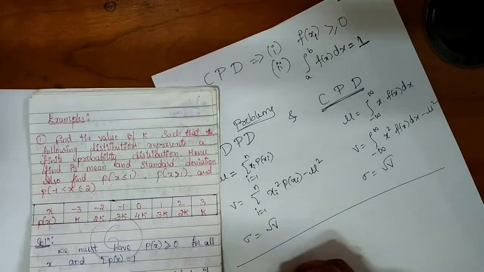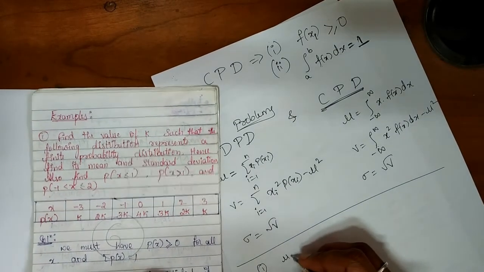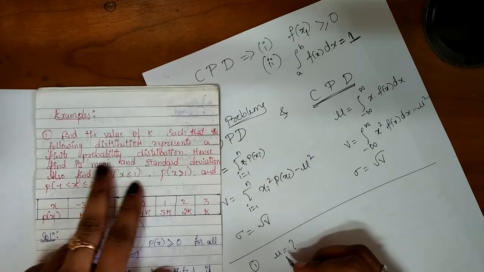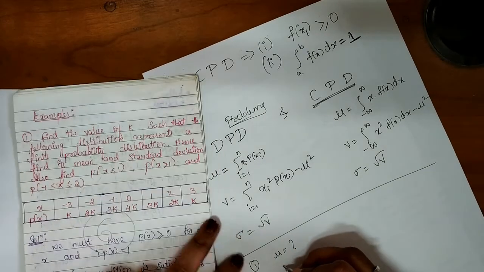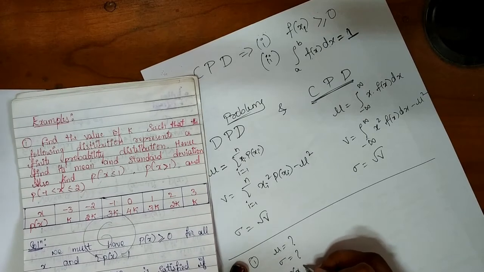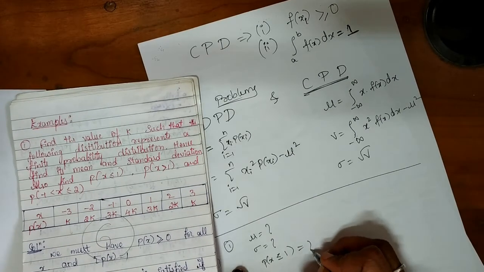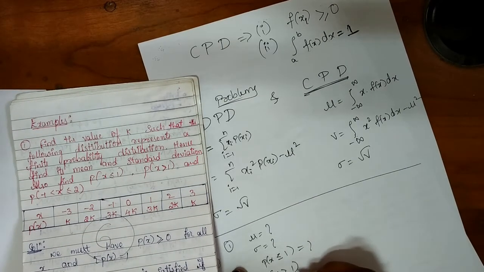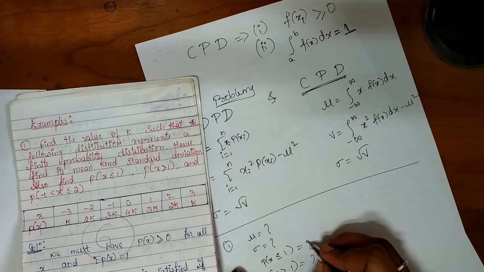Here, for this problem, what all do we have to find? We have to find the mean, mu, and the standard deviation, sigma. And also you have to find P of X less than or equal to 1, P of X greater than 1, and P of minus 1 less than X less than or equal to 2. These probabilities you have to find.